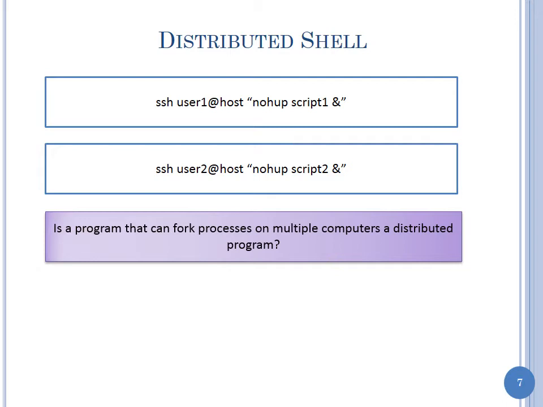And you can look at it both ways. Yeah, it is going and running processes on different computers. So yes, there's something distributed going on here. It has to access different machines. But the two processes that are running, script one and script two, are just independent of each other. There's no relationship between the processes.